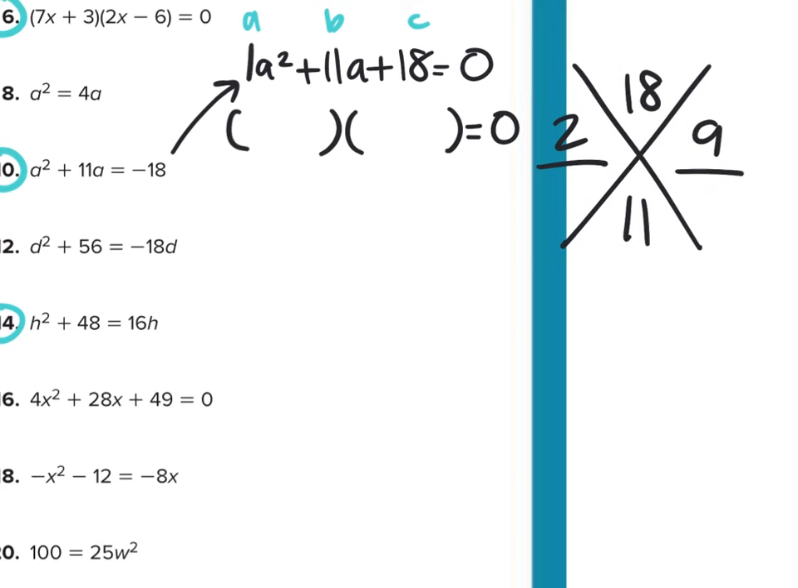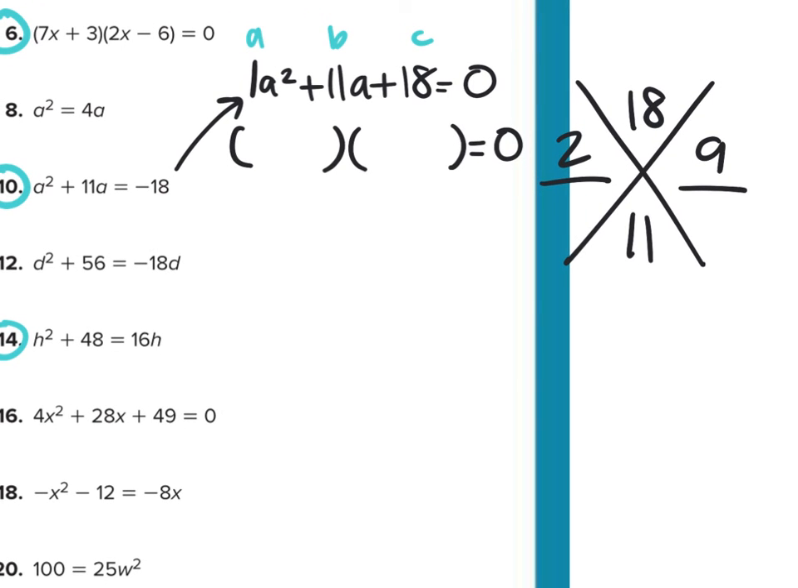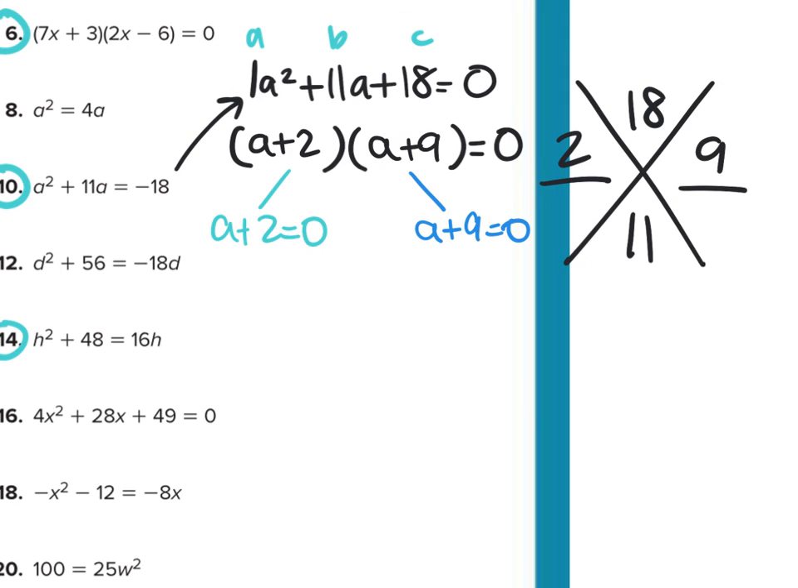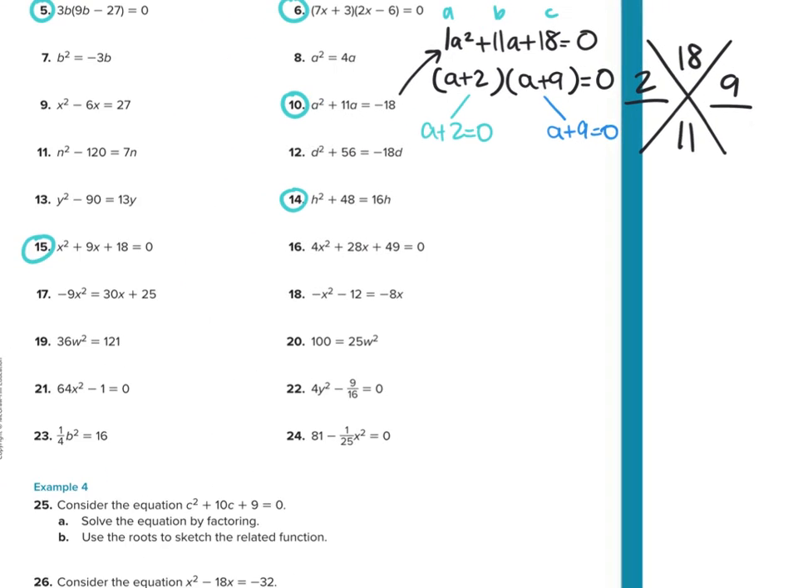So, Libby, what would the first parenthesis be? A plus 2. Maya, what would the second one be? A plus 9. Okay, and then split it into your two equations. So I'd have a plus 2 equals 0, and a plus 9 equals 0. So the harder part on these ones is the factoring part, like doing the x and finding those. So then you just solve and have two numbers.